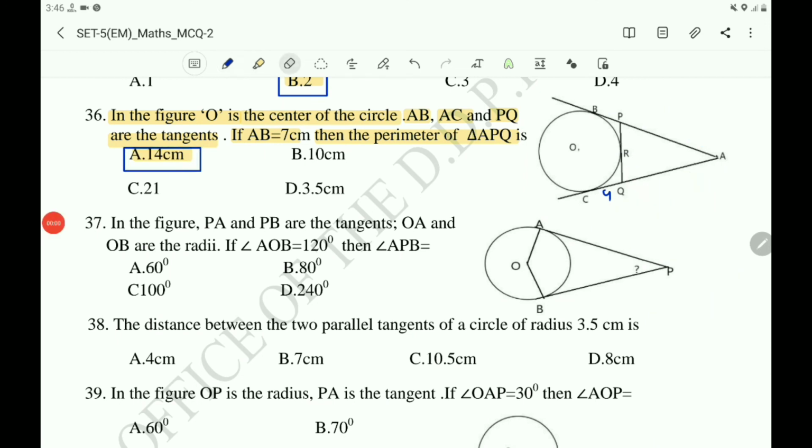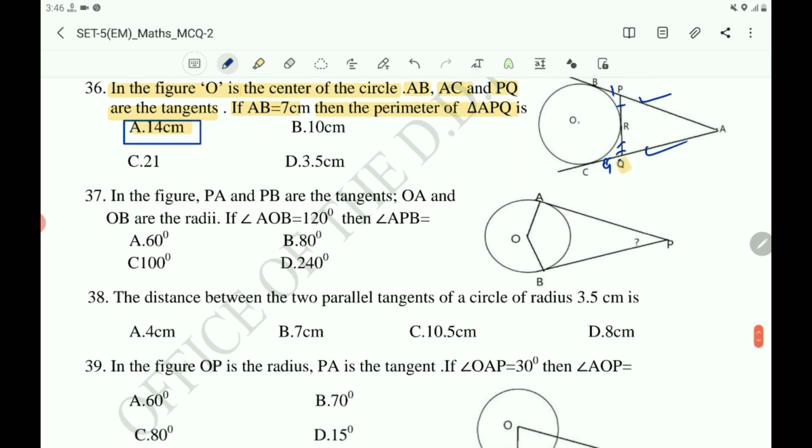So here keenly observe the figure. Two tangents will be there, and one more tangent will be there with P as an external point and Q as an external point. Keep in your mind that in that case the perimeter of the triangle is equal to double the length of the tangents drawn from the external point. Here double of AB or double of AC, as these two parts are equal. So option A is the answer.